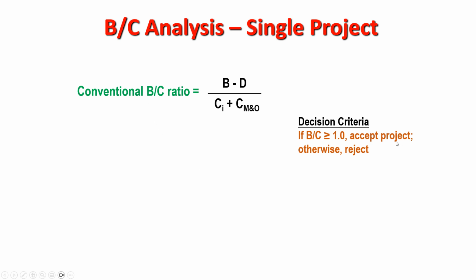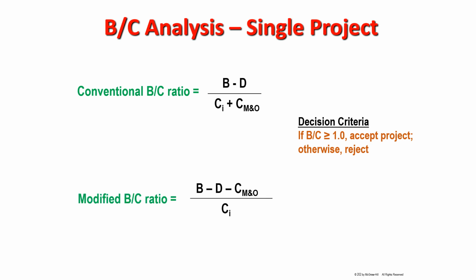And the decision criteria is if the B to C ratio is greater than or equal to 1, then you can accept the project, otherwise it should be rejected. This is a conventional B to C ratio. Sometimes you'll be asked to calculate a modified B to C ratio, and in that case, the cost of maintenance and operation is moved up into the numerator.